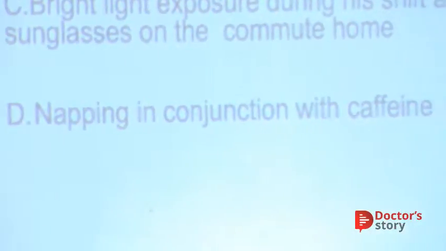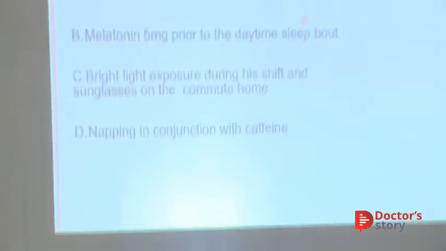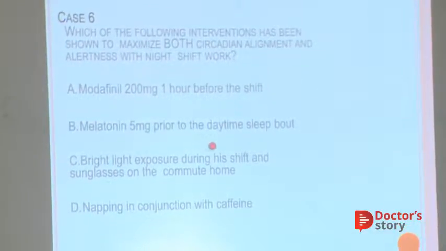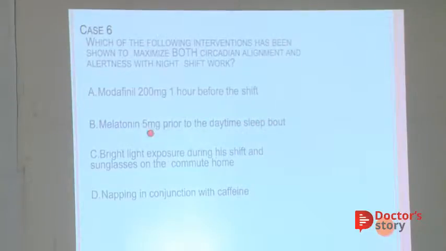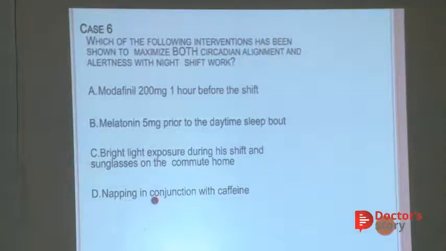So it's a shift work disorder. And for the rest of the question, which of the following interventions has been shown to maximize both circadian alignment and alertness? Is it modafinil or melatonin, 5 milligrams prior to the daytime sleep, or is it bright light exposure during his shift and sunglasses on the commute home, or napping along with caffeine? Anybody?